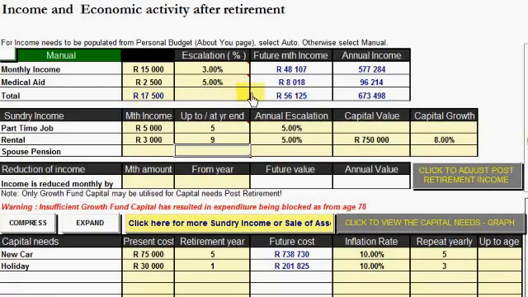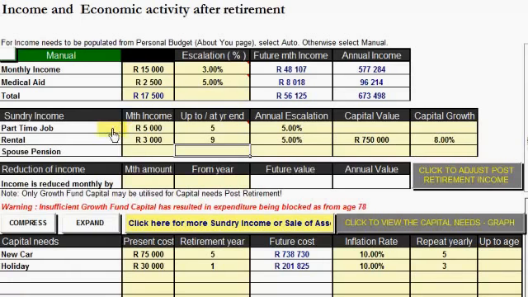What the calculator then does, it compounds the 15,000 Rand from age 45 to 65, and that comes out at 48,000 Rand a month, and likewise with the medical aid compounded at 6% per annum, that goes up to 8,000. So when he retires in tomorrow's money, he's looking for 56,000 odd Rand a month, but in today's money that's 17,500.